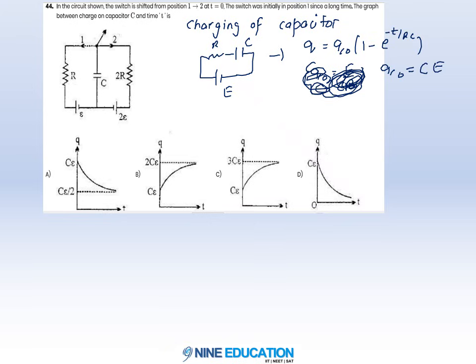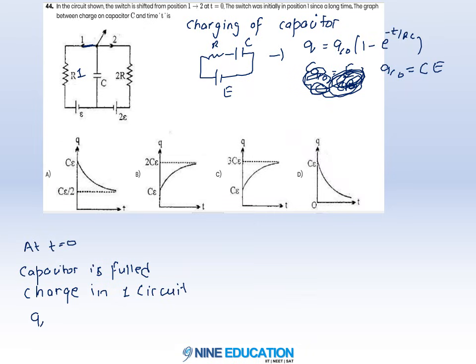Now in this question, at t equals 0, the capacitor is fully charged in the first circuit. So can I write the charge becomes Q naught, which is C E.